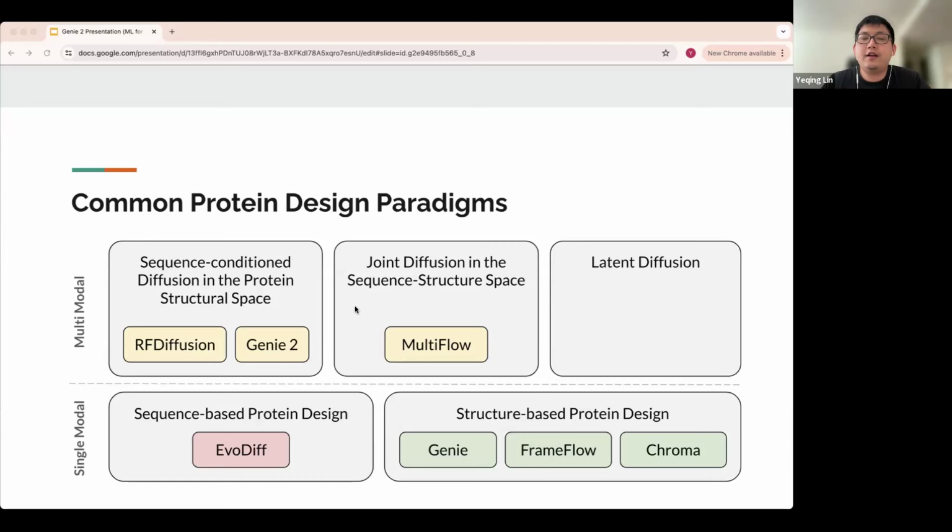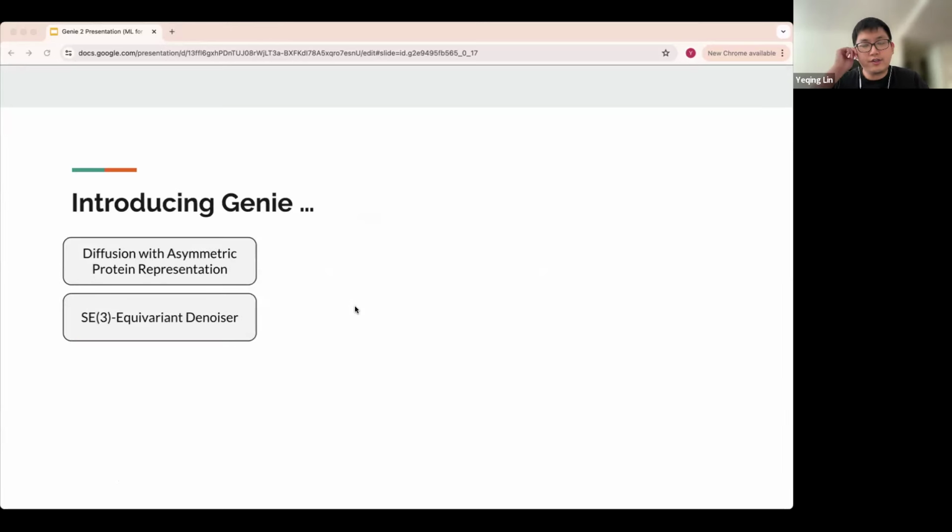So with an understanding of different protein design paradigms, we will dive into more detail on the development of our model, which is Genie, and then subsequently Genie 2, and demonstrate its superior performance in terms of capturing foldable protein structural space. So let's start with Genie.